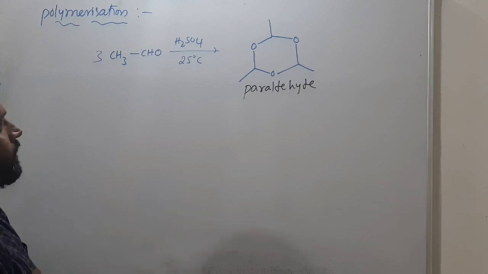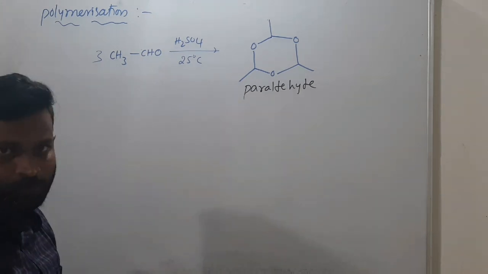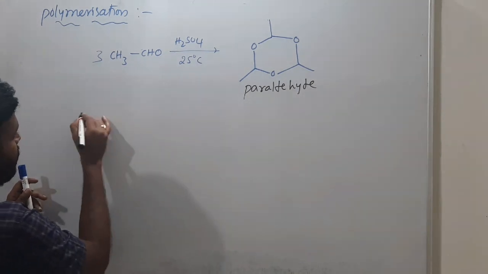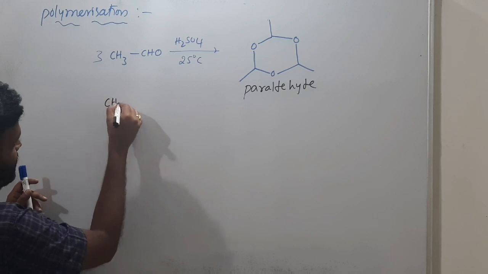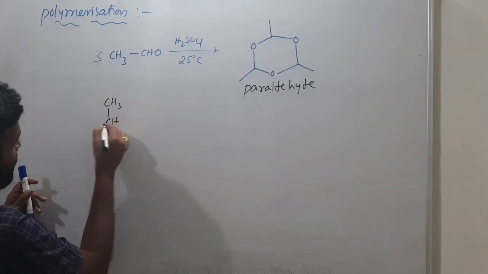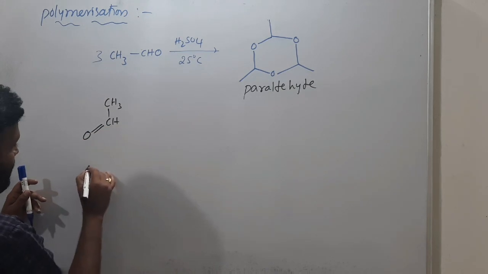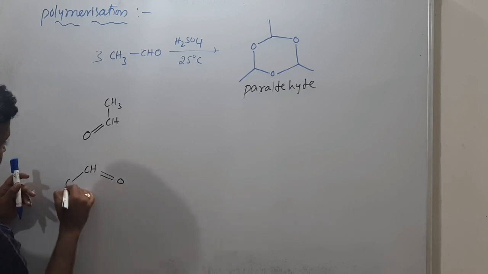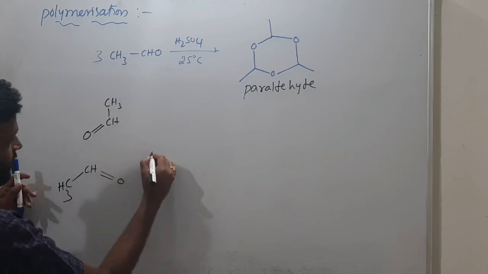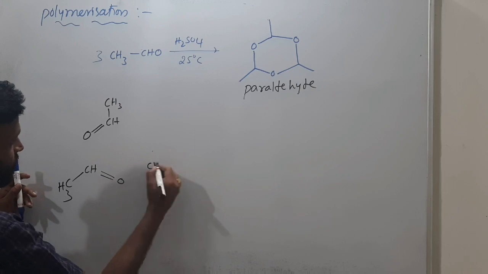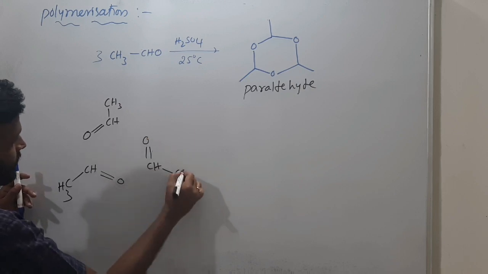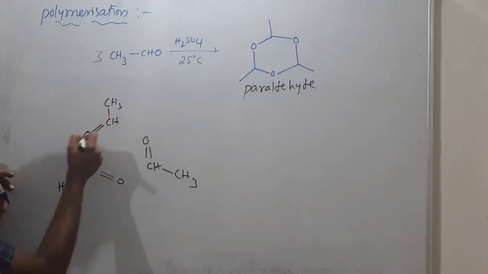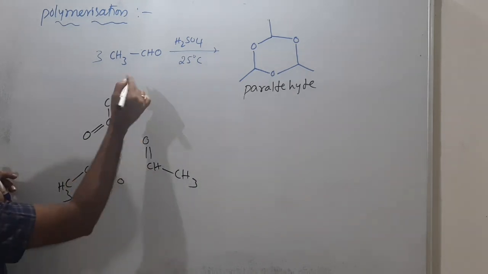Okay, so this is very important: paraldehyde. If you take 3 moles like this, CH3CH=O, CH=O and CH3, and CH=O, CH3. How many moles did I take? Acetaldehyde, 1 mole, CH3CHO, CH3CHO, same reaction.